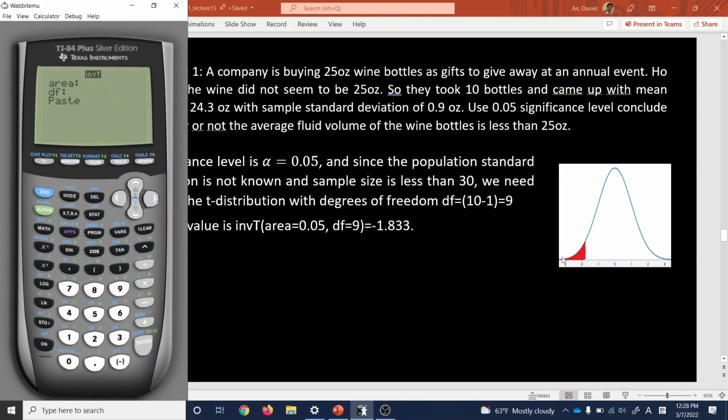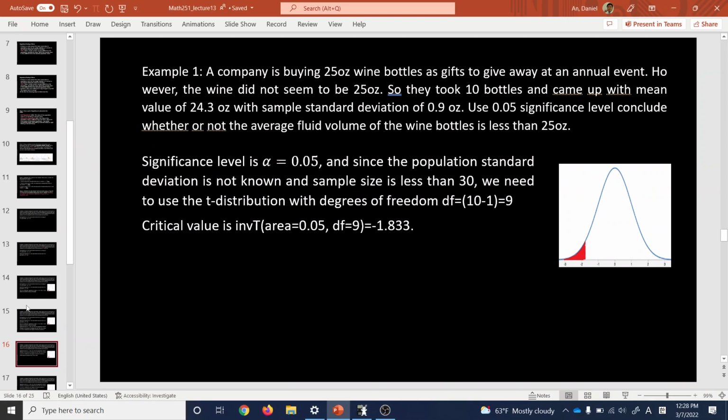I just need to know what this value is if the left side of that value has an area of 0.05. So you just put 0.05 here. Degrees of freedom is 9, and you paste it, and that gives you negative 1.833. Okay, so that's how you get this value.